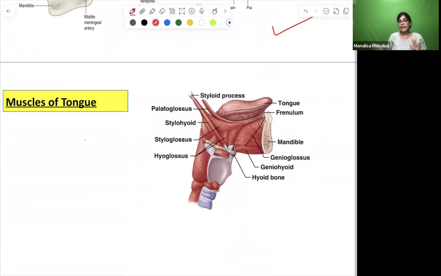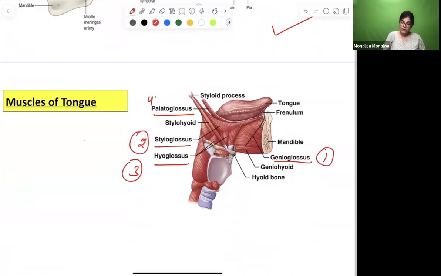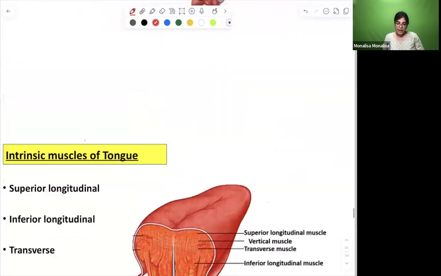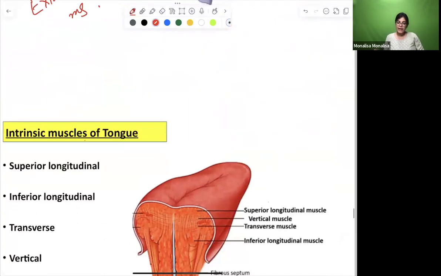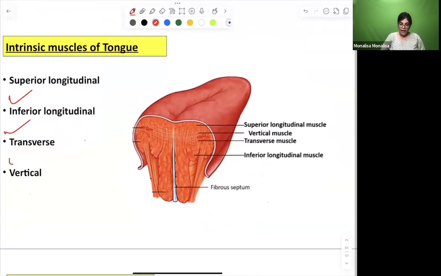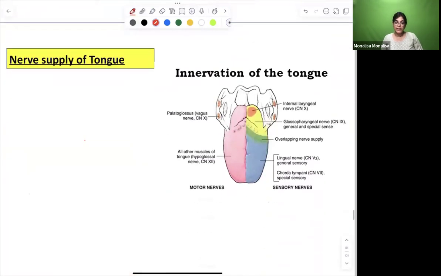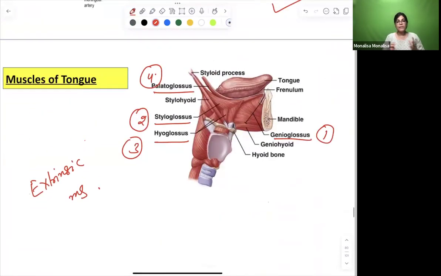Muscles of the tongue is a very important topic. We have got the following 4 muscles here: genioglossus, styloglossus, hyoglossus, palatoglossus. All these muscles are supplied by the hypoglossal nerve except palatoglossus, by the vagus nerve. These are extrinsic muscles of the tongue, and these are intrinsic muscles of the tongue. The actions and nerve supply of these muscles are important.